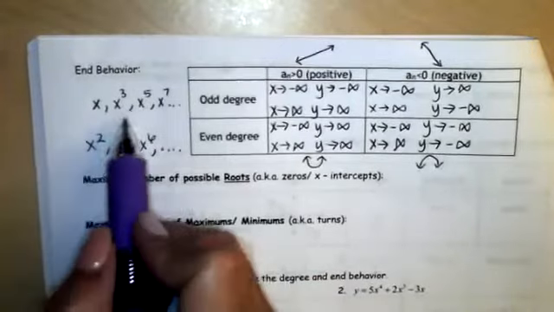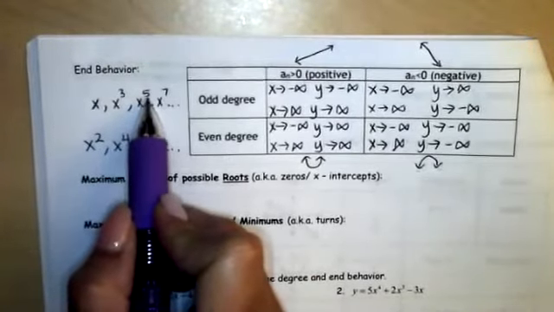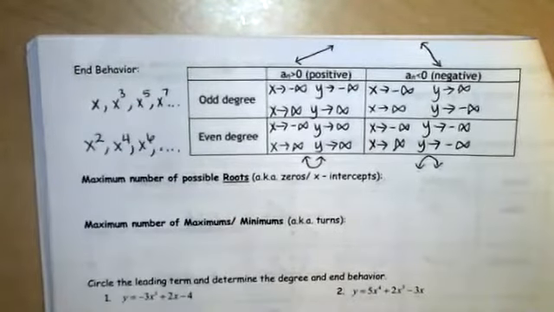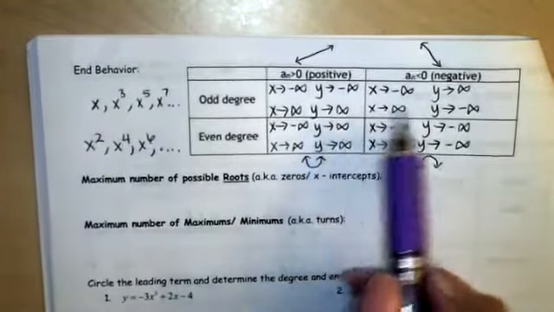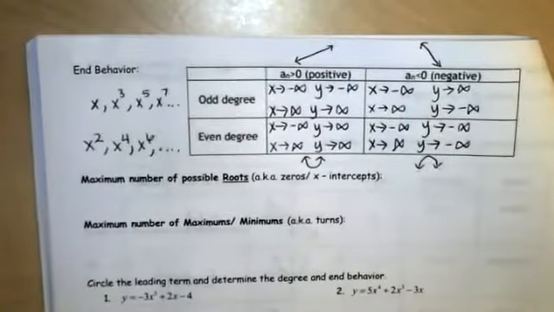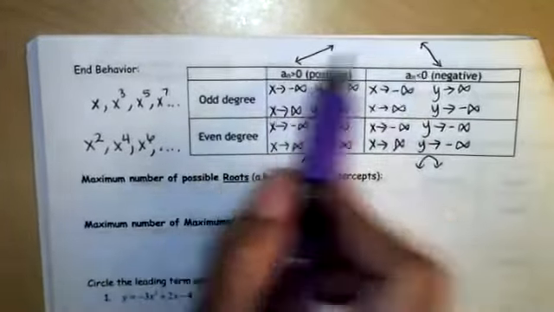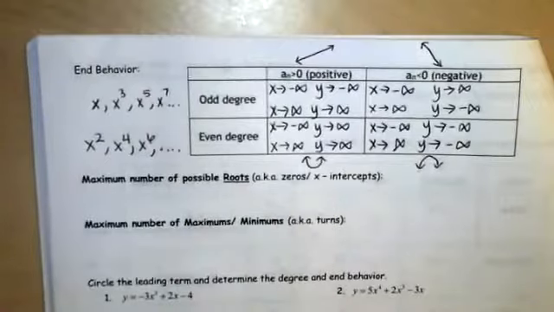You're going to look at the term with the highest exponent. You're going to check to see if it's even or odd. And then you're going to look at its coefficient right in front. If it is positive, then these are our end behaviors. If it is negative, these are our end behaviors. And always revert back to the ones that you know, the linear one and the quadratic one, because they all work the same.